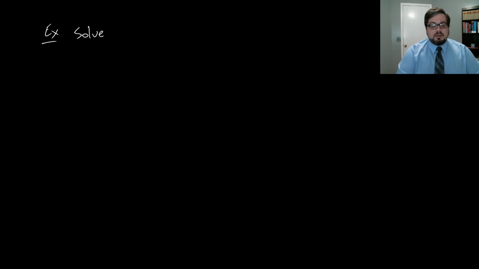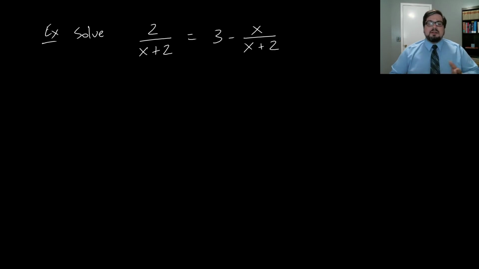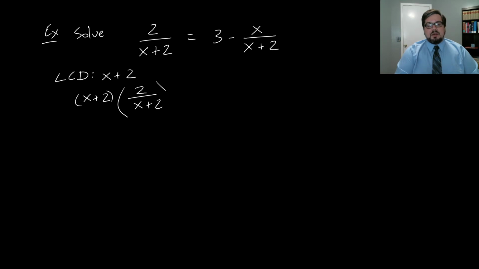Let's try to solve 2 over x plus 2 equals 3 minus x over x plus 2. So here's another equation. It's a little bit more complicated. We now have rational expressions both on the left-hand side and on the right-hand side. Now, what is nice about this one is that both of the rational expressions involved have the same denominator of x plus 2, which means the least common denominator is just x plus 2. So we can take x plus 2 and multiply it on both sides of this equation to get a new equation which has the same solution set as the original.